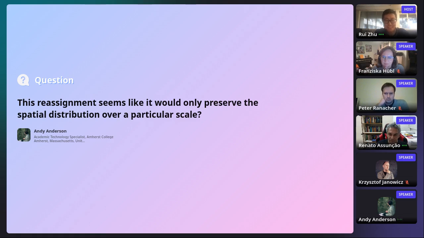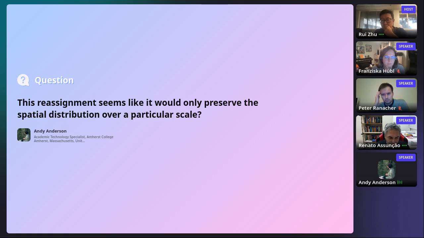I'll just speak it. So the reassignment you're doing, the rearrangement, seems like it would only preserve the spatial distribution over a particular scale, not at a smaller scale or at a larger scale. I don't know what you mean by a particular scale, a geographical scale, or a scale of the numeric values. So spatial distribution is defined over a certain area, right? So there's like a minimum area over which you have a particular spatial distribution. And if you rearrange things on that scale and at larger scales, you'd have a similar distribution. But if you look at a smaller scale, you would be changing the distribution.